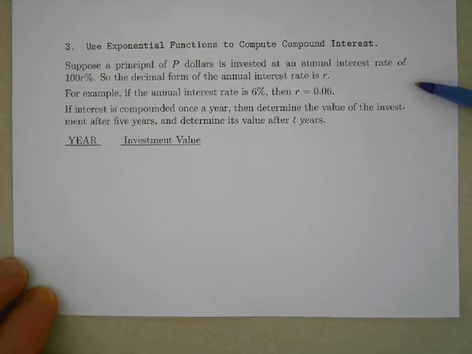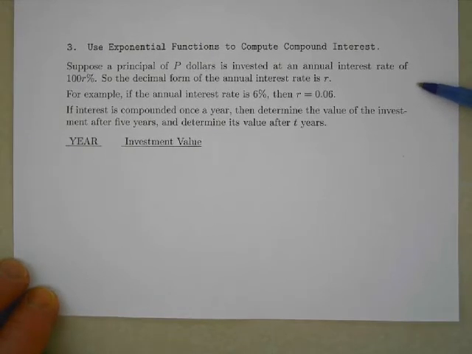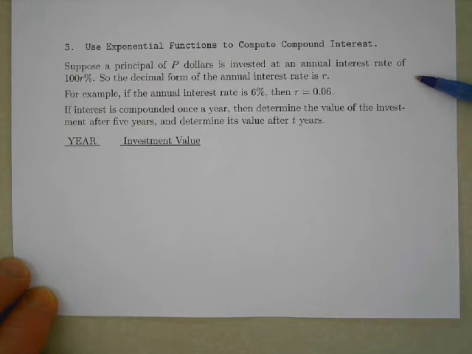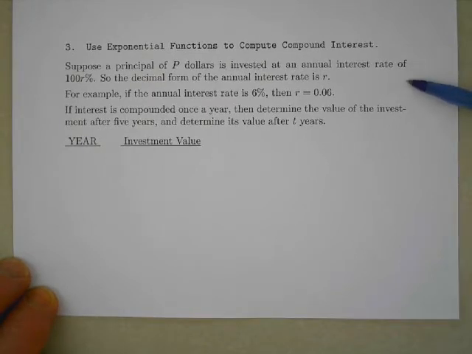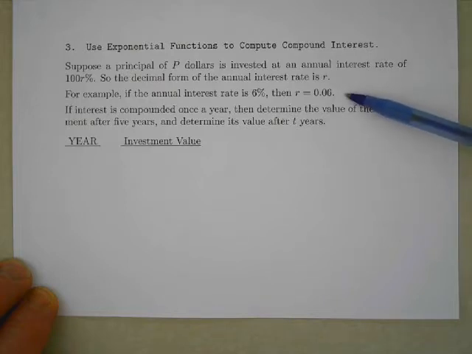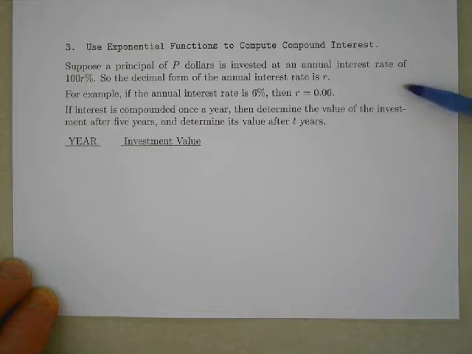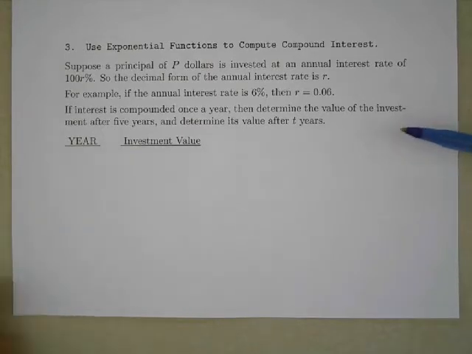Suppose a principal of P dollars is invested at an annual interest rate of 100R%. So the decimal form of the annual interest rate is R. For example, if the annual interest rate is 6%, then the annual interest rate in decimal form is 0.06. If interest is compounded once a year, then determine the value of the investment after 5 years, and then determine its value after t years.